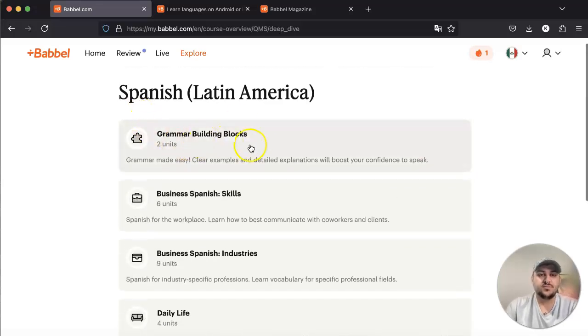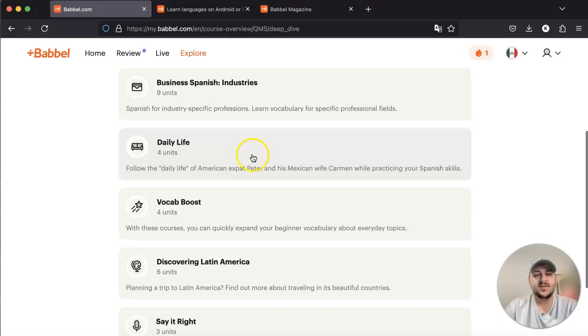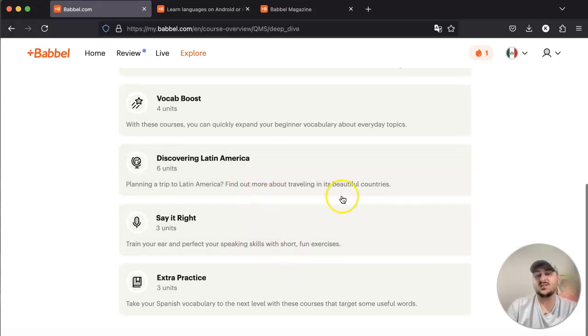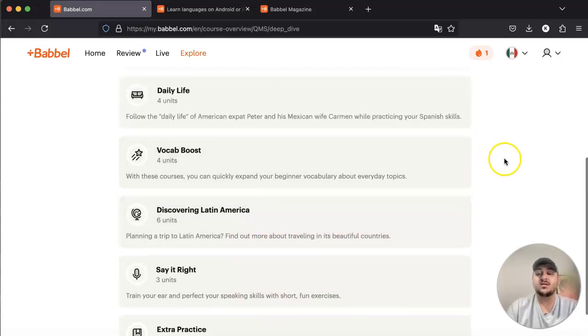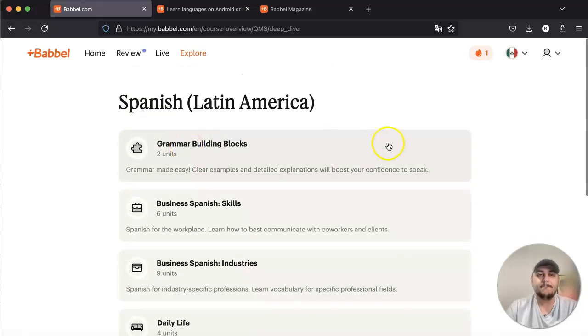So grammar building blocks, business Spanish, skills, industries, daily life, vocab boost, and it even tells you how many units are in each topic. Because I chose Latin American Spanish and not Spain Spanish, discovering Latin America is a topic here, saying it right, and then of course extra practice here if you need it.